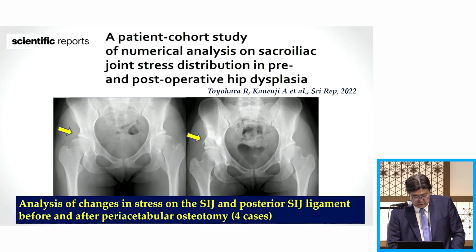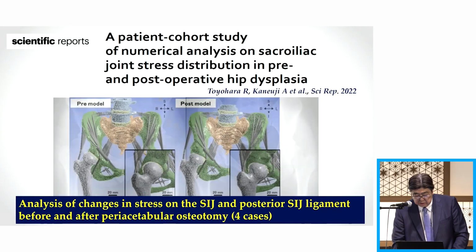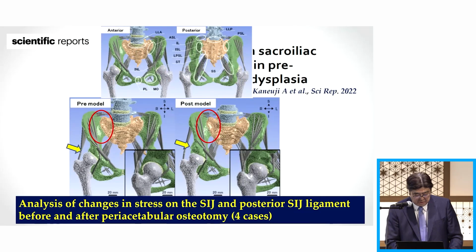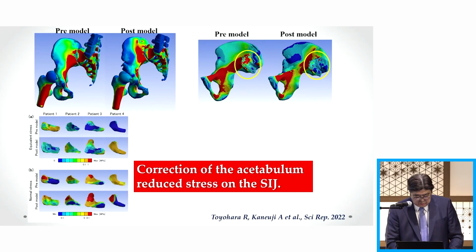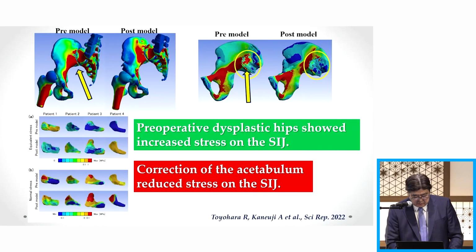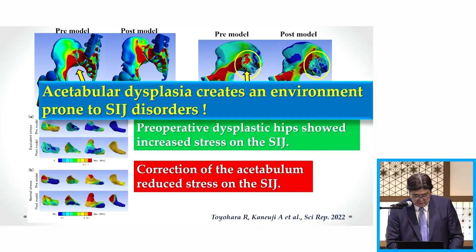Dr. Toyohara analyzed the change in the stress of the SIJ and the posterior SIJ ligament before and after periacetabular osteotomy in 4 cases. Only the acetabular dysplasia was corrected. All other conditions were maintained unchanged. The result shows that the correction of the acetabulum reduced the stress on the SIJ. This means that the preoperative dysplastic hip showed increased stress on the SIJ, and acetabular dysplasia was found to create an environment prone to SIJ disorder.